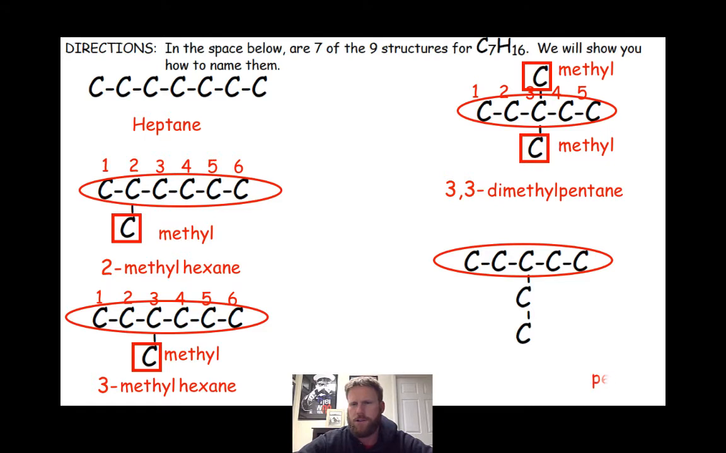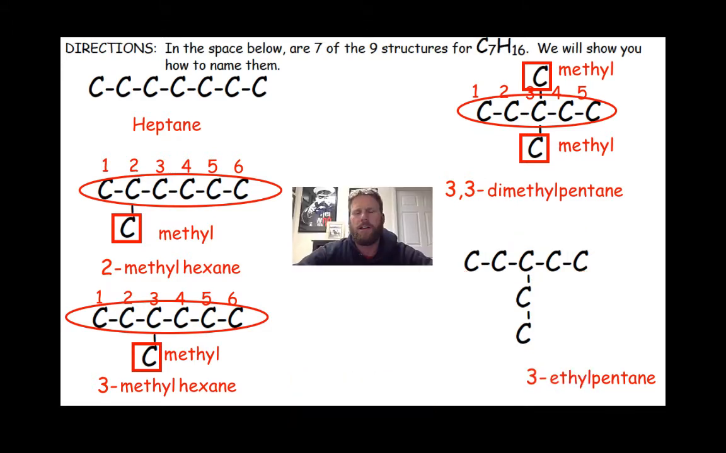This last one here on this slide is also a 5 carbon chain. That's the longest chain we can see. That is pentane. If we number it, once again, doesn't matter if we go right to left or left to right, we get a 3 for where the branch is. This time, the branch has 2 carbons. If we look on our sheet, a 2 carbon chain is called an ethyl. So this is 3-ethylpentane.